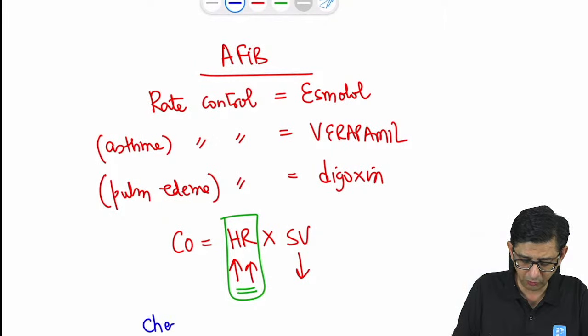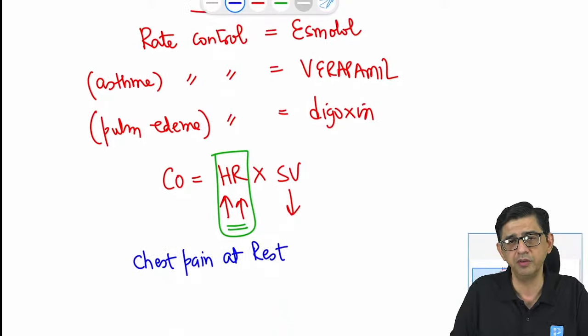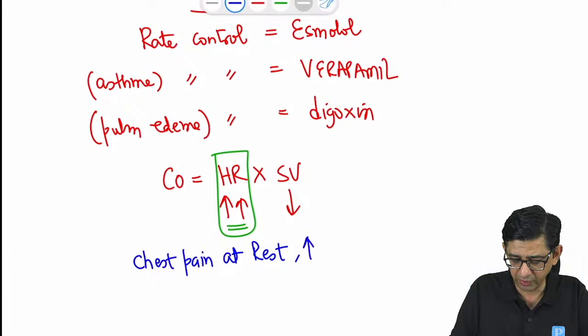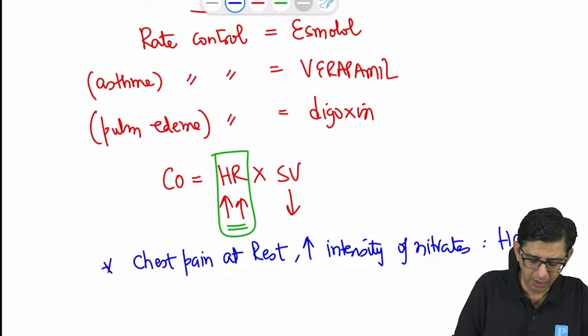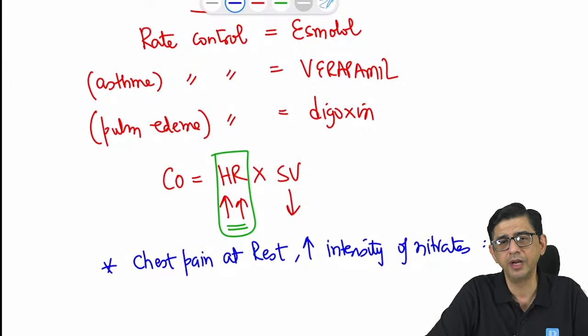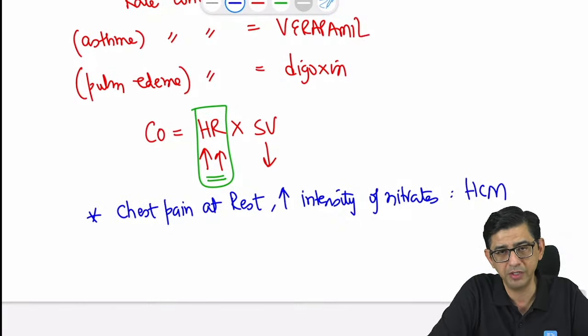The only scenario where you will get chest pain, and this chest pain is present at rest, but it is in a young guy, 20-25 years of age, and you give nitrates and it increases in intensity on nitrates, then the first differential that you need to consider is always hypertrophic cardiomyopathy. The reason for this is understandable. Nitrates are vasodilators predominantly, so they will decrease the blood supply coming to the right side of the heart.